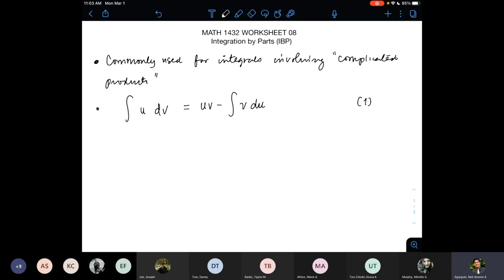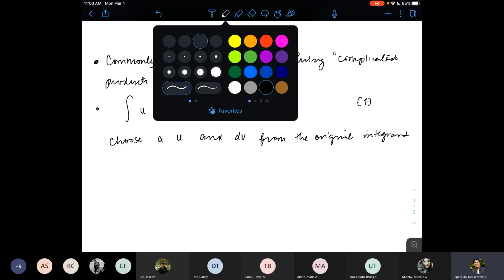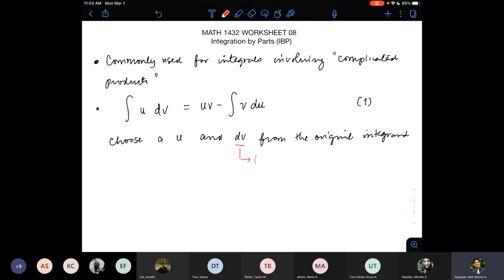And the trick here is to choose a u and a dv from the original integral. So imagine your integrand comprising a product. Then you can choose one of those factors as your u and the other factor as your dv. But always remember that when you're choosing something as your dv, this should include the dx. And then once you have picked your u and dv, we need to calculate du and v in order for us to be able to use formula number 1.